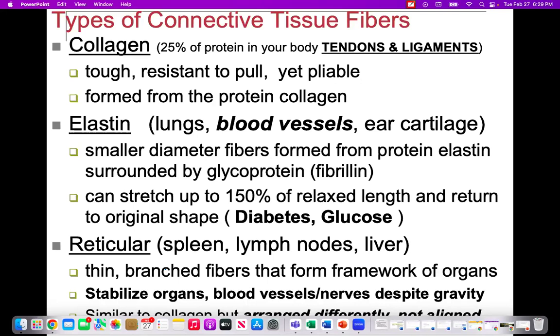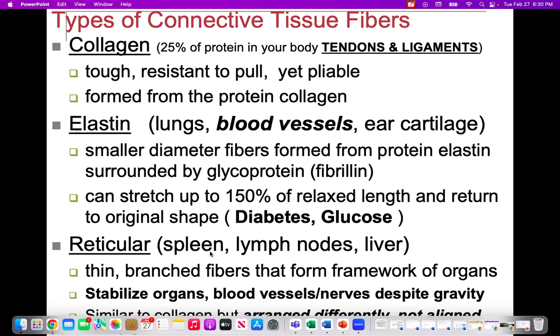This is a problem in diabetes, though. In diabetes or people with high glucose, it can damage that elastin. And this is why people with high blood sugar have kidney issues and issues with their eyes, because of the small blood vessels, the microcirculation in the kidneys and in the eyes. The high sugar damages the elasticity in blood vessels, the elasticity in cartilage, and the elasticity of their lungs.